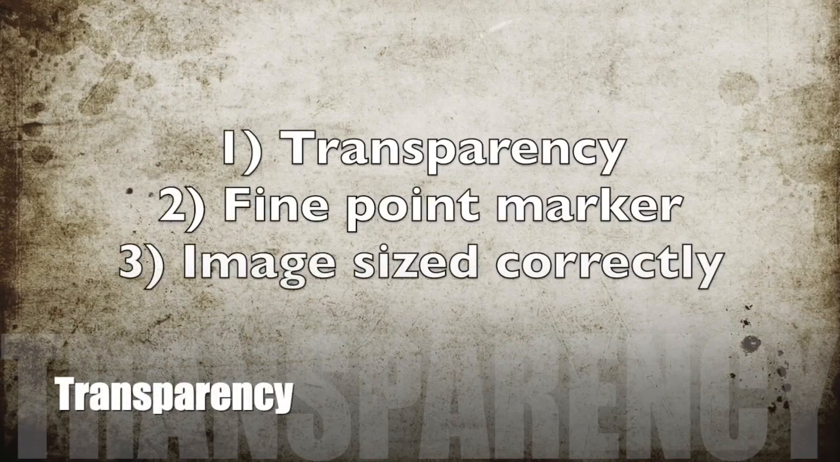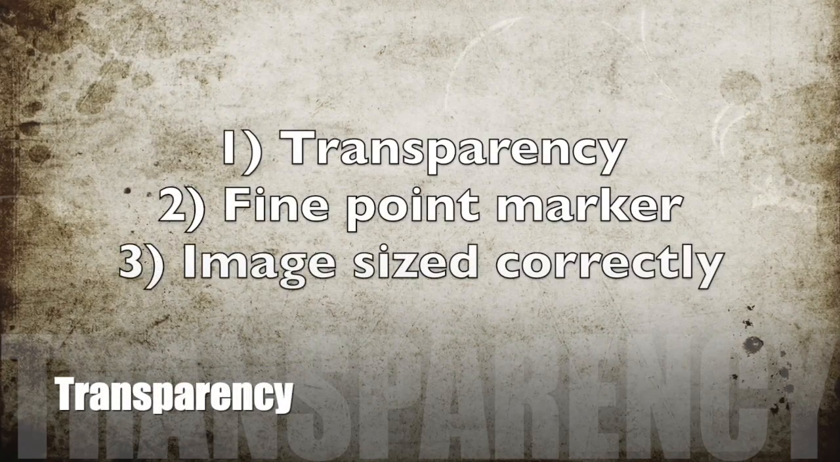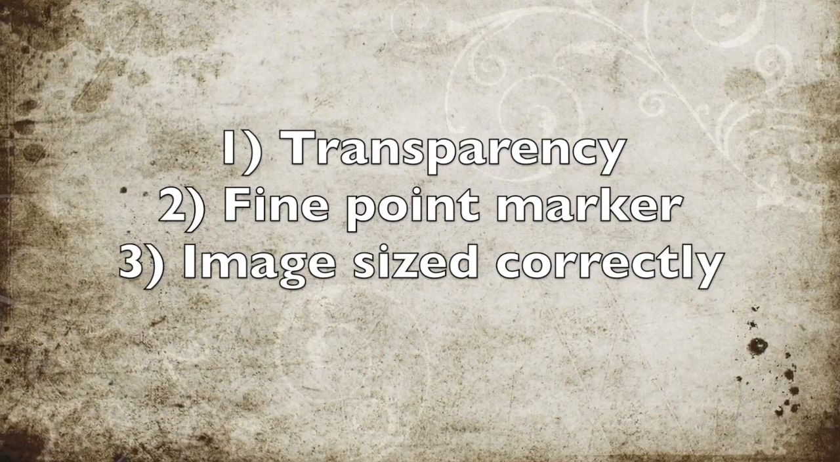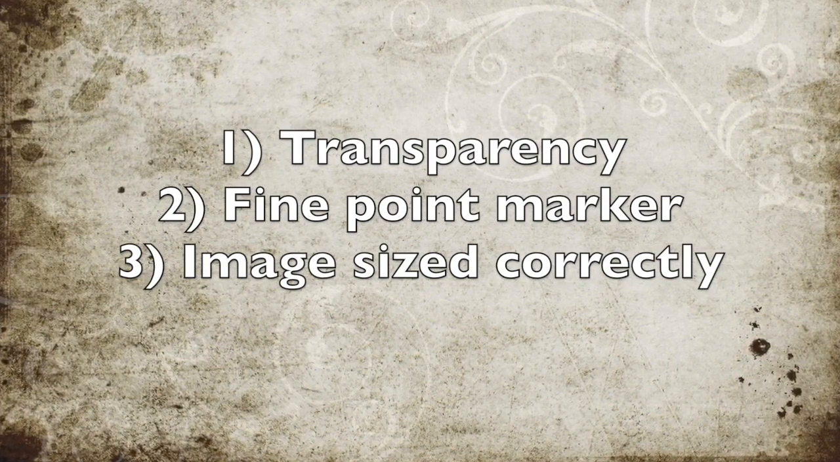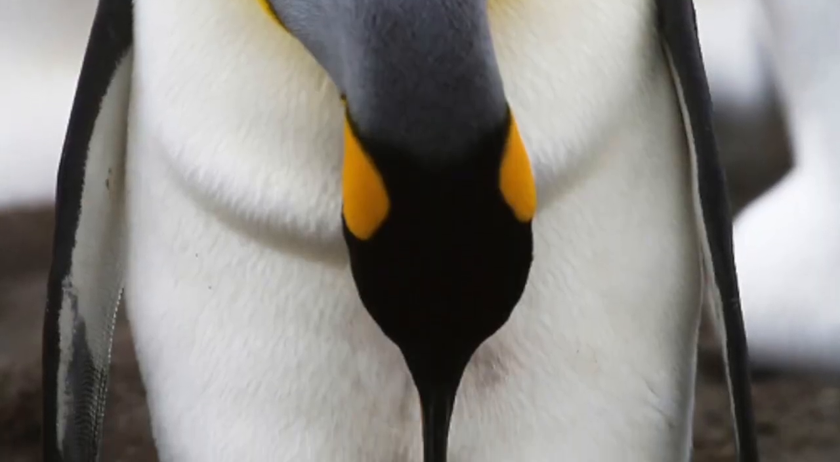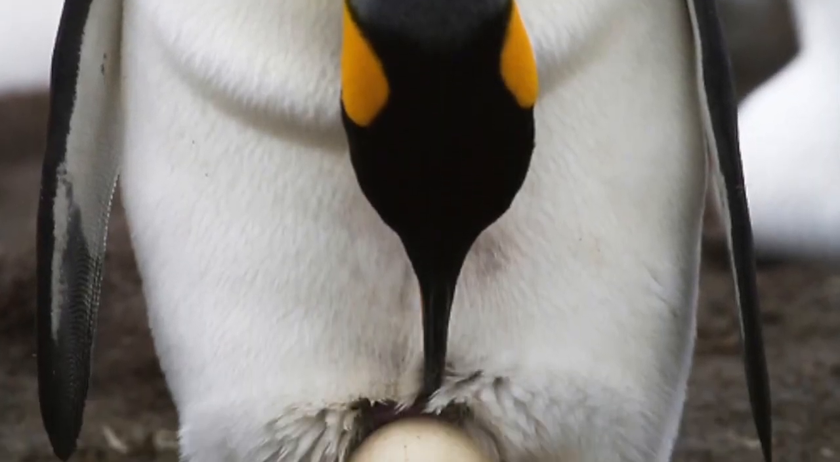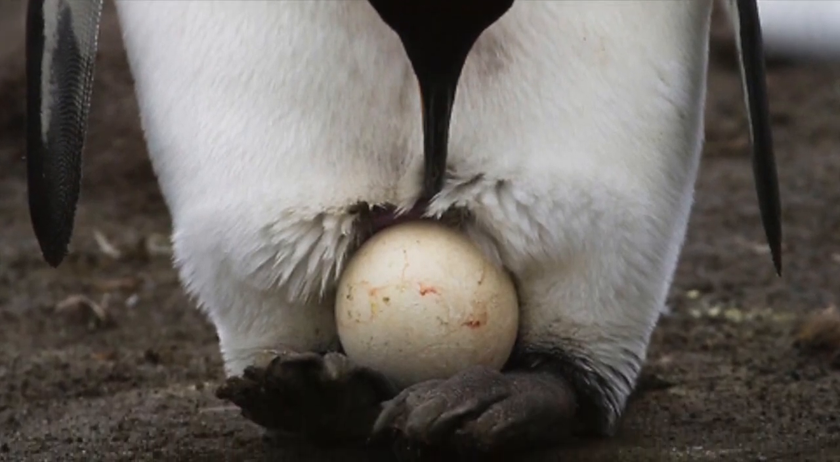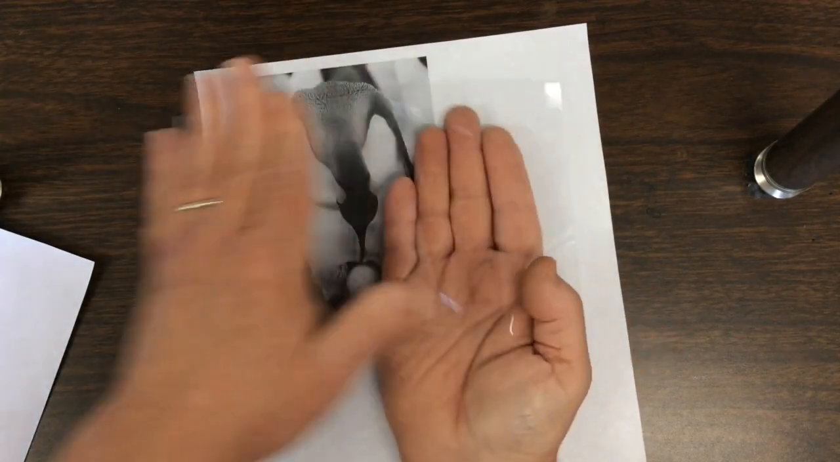For the transparency part of the project, you'll need a transparency, a fine point marker, and a printout of the symbol or a drawing that you've made of the symbol that you've chosen. I chose a penguin because the character in my book is very protective, just like a penguin is when sitting on its egg.